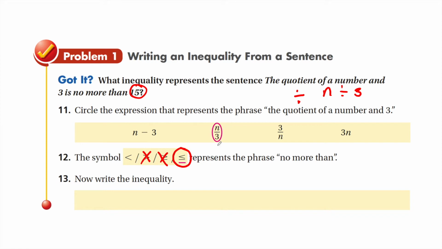Now, how would you go about writing this down? Well, n over 3 is less than or equal to the number that we're talking about, so 15. So n over 3 is less than or equal to that 15.